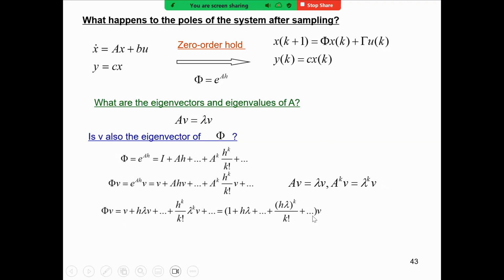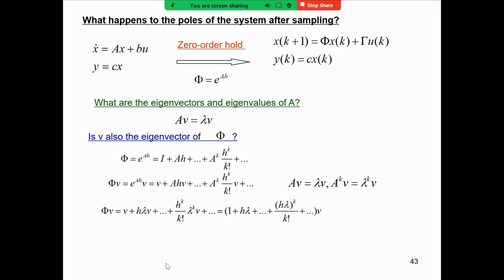I put those V on the right side, and I put all the coefficients into this bracket. If you look at this, what is this? That's the Taylor series of the exponential function, e to the H lambda. Is that clear? So here we use that.